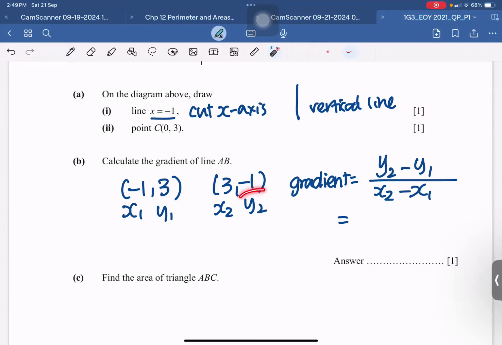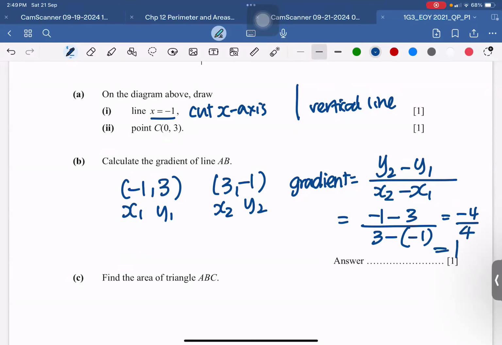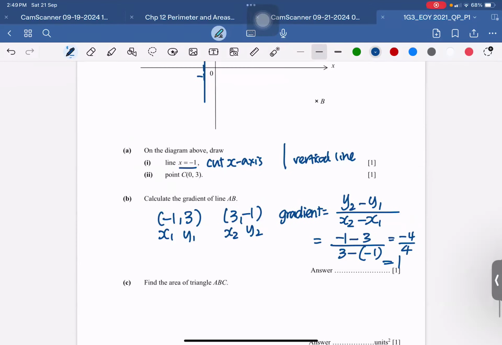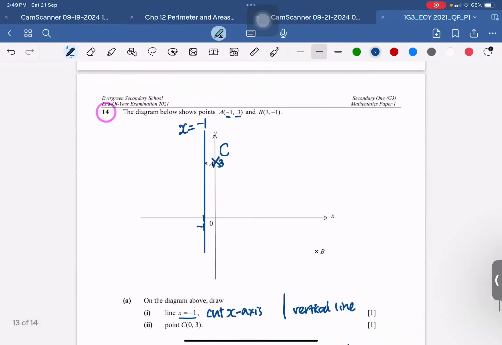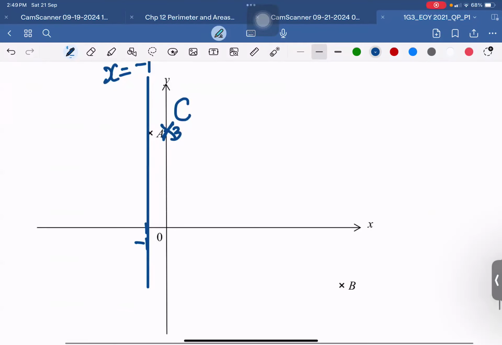So then we use y2 minus y1. There are a lot of negative numbers inside, so be careful with the numbers and make sure you put brackets, x2 minus x1, negative 1. Okay, then we get our answer. This is negative 4 divided by 4. Final answer is negative 1. Okay, calculate the area of triangle ABC. To calculate it, I must have a base over here. Although the number is negative 1, the length is 1 unit.